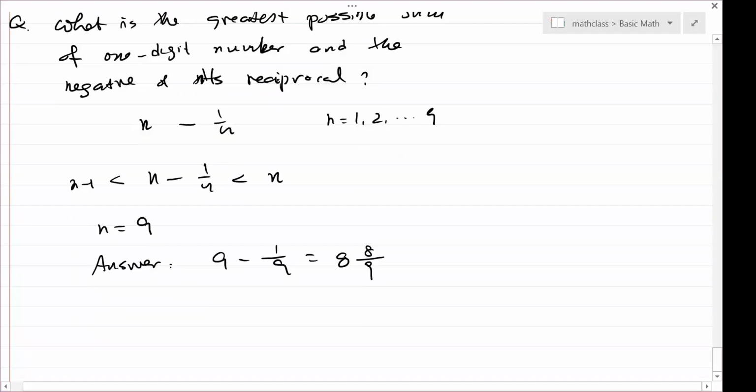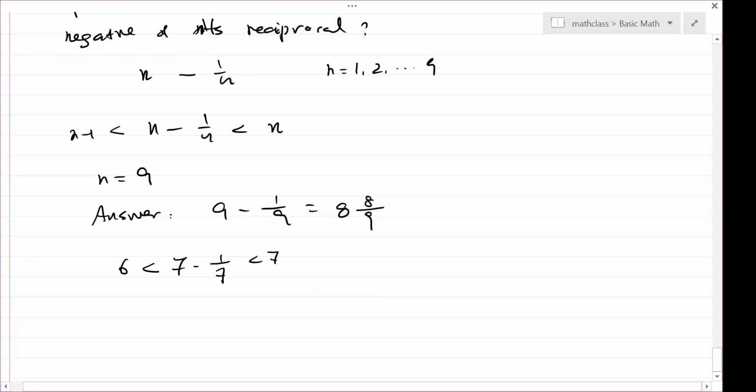You see that, right? For example, 7 minus 1/7 is always greater than 6 and less than 7, and it just keeps increasing. And 9 minus 1/9 is less than 9 and greater than 8. So that's why you have to choose that number.